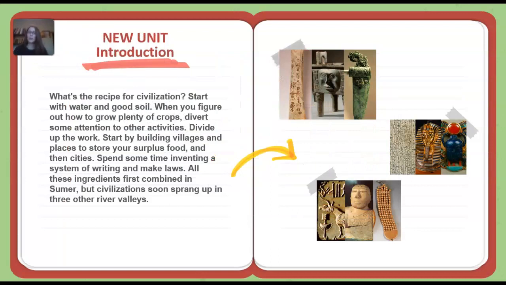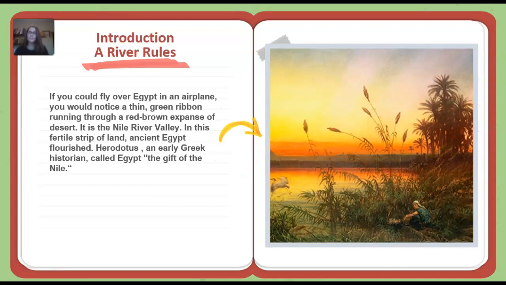New unit introduction. So we are moving on to unit 4. This is a basic overview of the entire unit 4. What's the recipe for civilization? Start with water and good soil. When you figure out how to grow plenty of crops, divert some attention to other activities. Divide up the work. Start by building villages and places to store your surplus food, and then cities. Spend some time inventing a system of writing and make laws. All these ingredients first combined in Sumer, but civilization soon sprang up in 3 other river valleys. So specifically, we're going to be talking about the Nile River Valley for Unit 4.